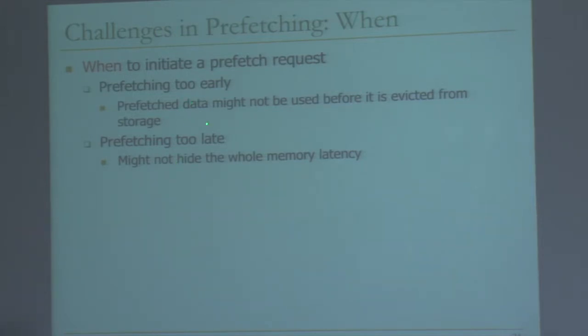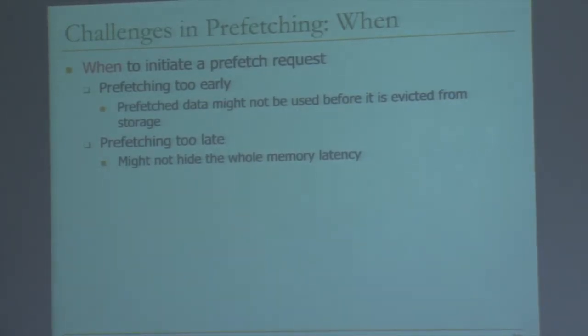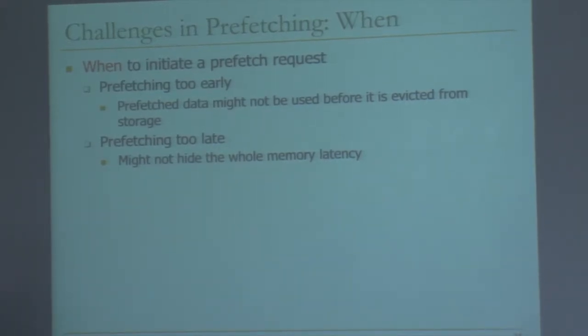Because you prefetch that address, and the data comes into the cache or the prefetch buffer. And by the time it's actually needed by the processor, by the time the processor demands that address, that data is already evicted from the cache or the prefetch buffer. Right? That's the downside of prefetching too early. If you prefetch too late, you may not be able to hide the whole memory latency. If you generate a prefetch request one cycle before the processor actually is going to demand it, you saved only one cycle. It doesn't help, right? So it's kind of an art to actually prefetch at the appropriate place.